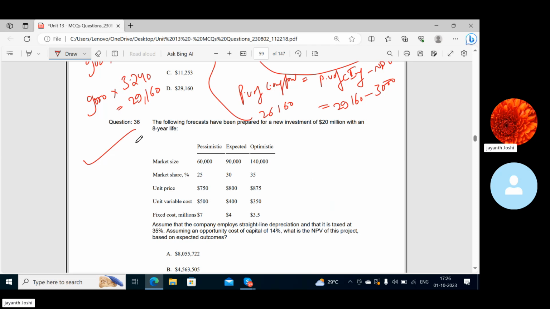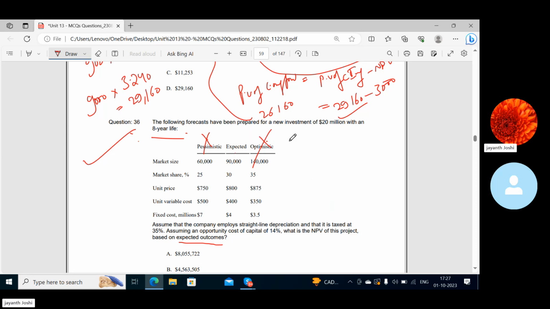So what they're asking is the following: forecasts have been prepared for an investment of 20 million. This is the life of the project, and market size pessimistic, optimistic, expected. We are only supposed to take the expected outcomes, not required to take the others. And they have given some data with which we need to find out the cash flows.